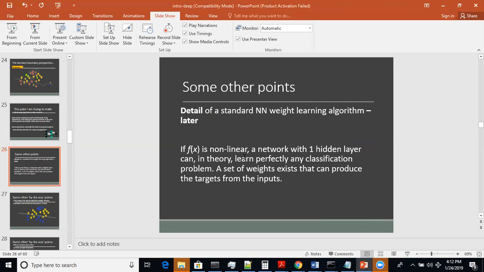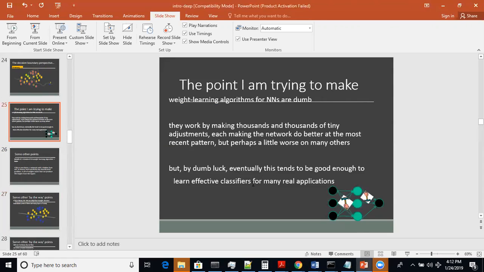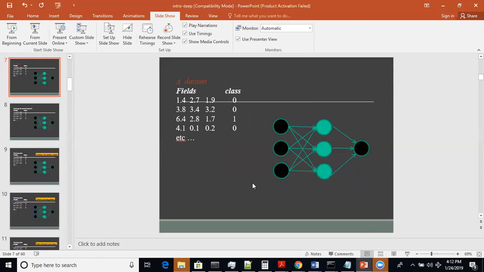If f(x) is nonlinear, a network with one hidden layer can, in theory, learn perfectly any classification problem. As I said initially, if there is only one hidden layer, then it's a simple neural network. A set of weights exists that can produce the target. One hidden layer is something like this, right? So it's a simple network.